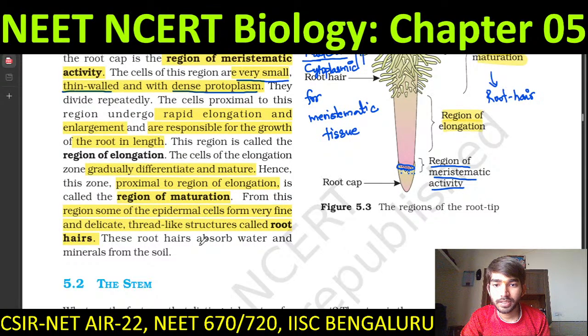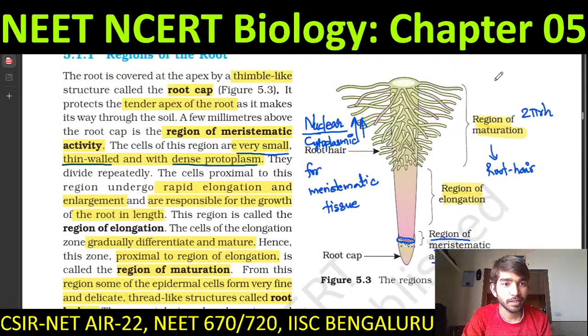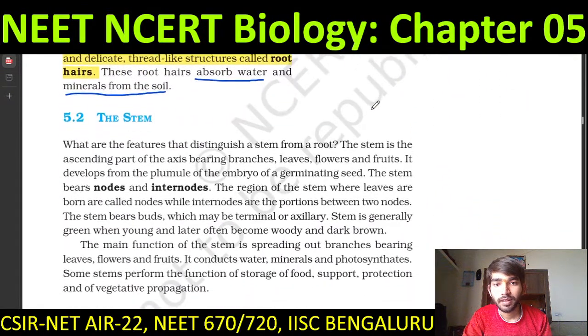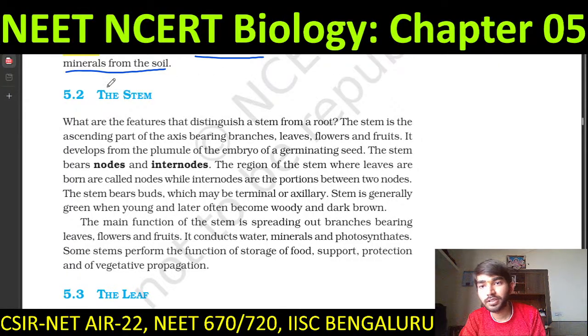And these root hairs absorb water and minerals from the soil, exactly what I was describing here, because of their increased surface area. Now let's move on to the next organ, which is the stem. What are the features that distinguish a stem from the root? Stem is the ascending part of the axis. Usually it is growing in the upward direction, positively phototropic, bearing branches, leaves, flowers, and fruits.